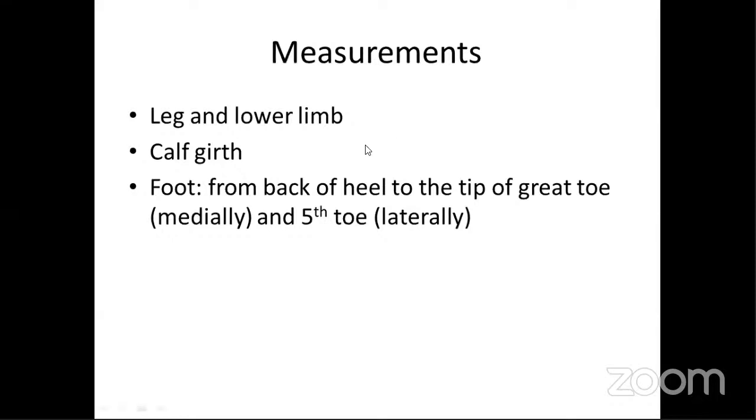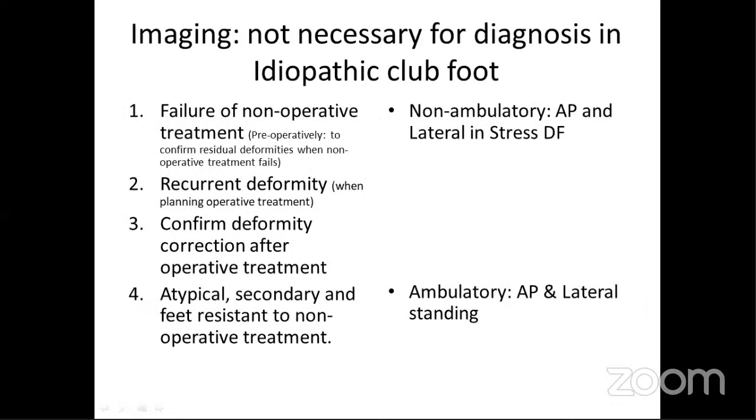Measurements. Now, measurements are important. They may not be very important in a small child where there is an idiopathic club foot, but they may become important when the child is suffering from a secondary club foot, right? When it is a neurological or a syndromic club foot. So do not forget to measure the leg, the whole of the lower limb, ipsilateral as well as contralateral, the calf girth, and obviously the foot from back of heel to the tip of great toe.